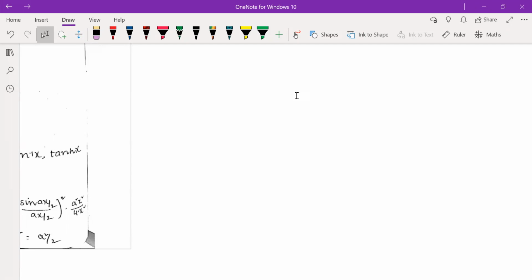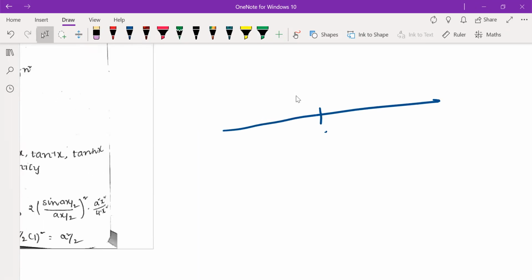Limits is nothing but reaching a particular point. For example, if you take x-axis and a point A, the limit of a function at A is nothing but the value of a function when it reaches nearby A. It can reach A by two ways. Either it can reach from left hand side or from right hand side.